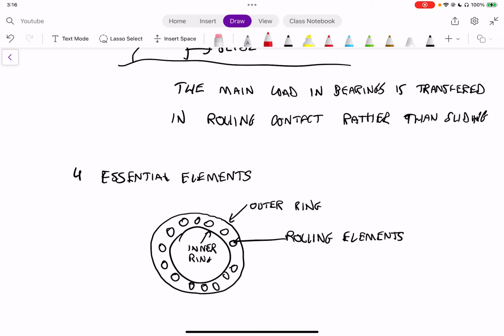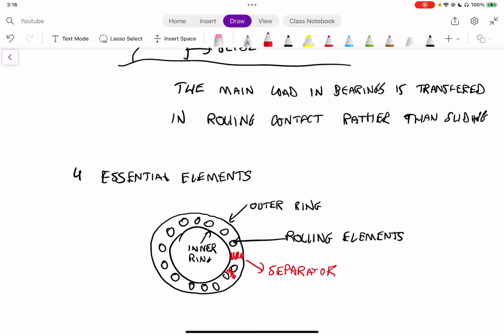Now, the other thing we need to add to here is some sort of separator. And what the separator does is it keeps the rolling elements in place, and it also separates the inner ring and outer ring, so the inner ring and outer ring don't crash into each other. Okay, so those are the four main elements of our system.